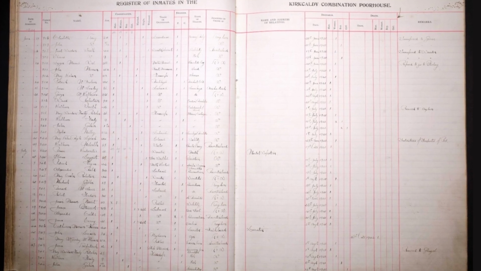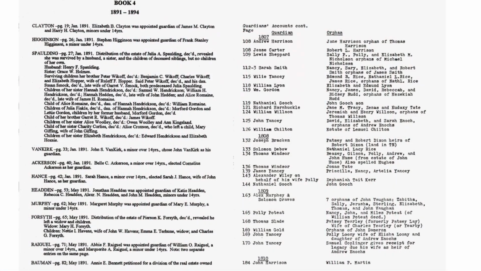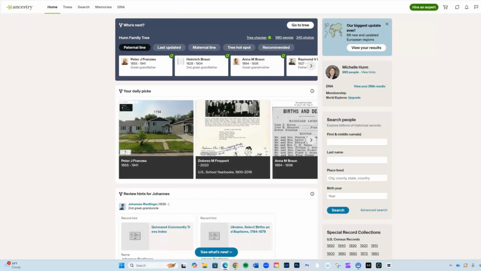This isn't about shame. It's about truth. Many everyday people stayed briefly due to illness, job loss, or widowhood. These records can explain a sudden disappearance between censuses and may be the only place of death or movement that was recorded. So let's go find them on Ancestry.